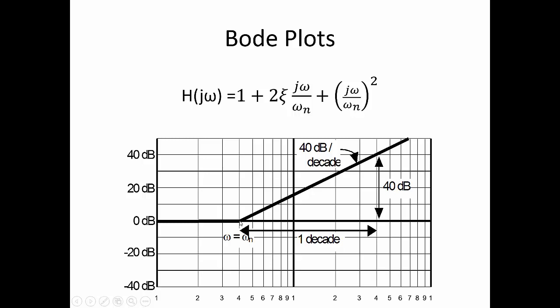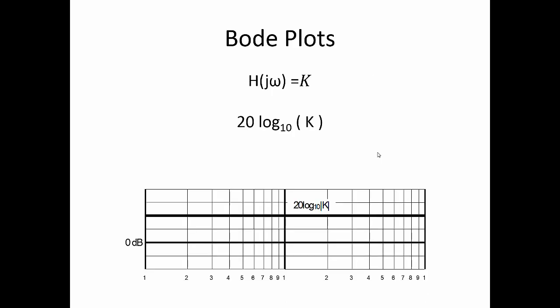Find that natural frequency, squared, and we're in the numerator, so 40 dB plus, go up at 40 dB per decade. Those are the elements. There is one more, constants. Once we start factoring things, there's usually some constants left over. Take 20 log base 10 of that constant and draw a flat line at that value. That will shift things up and down.